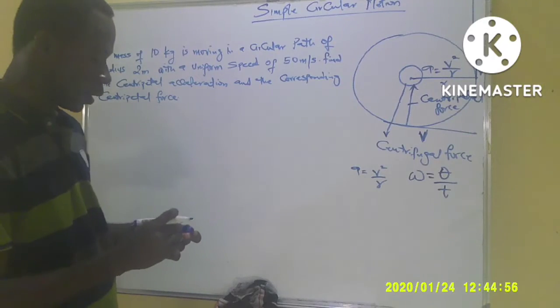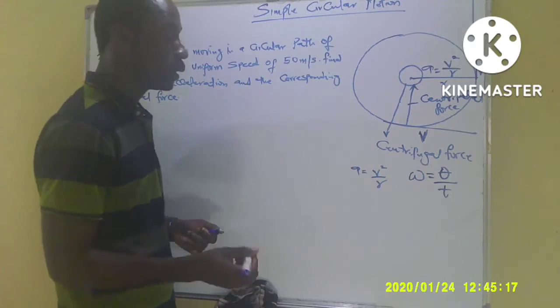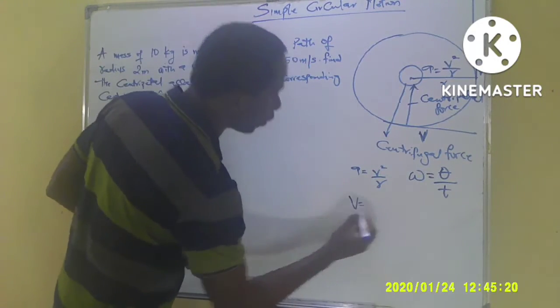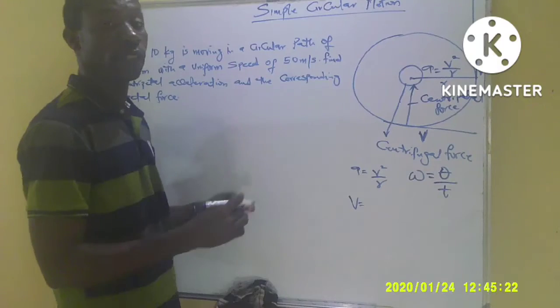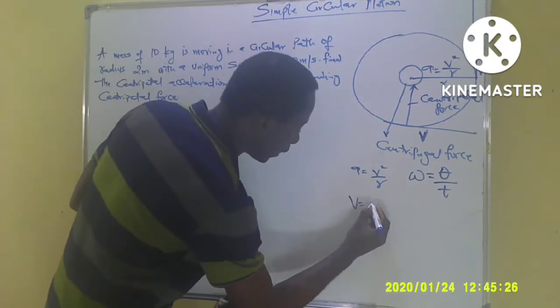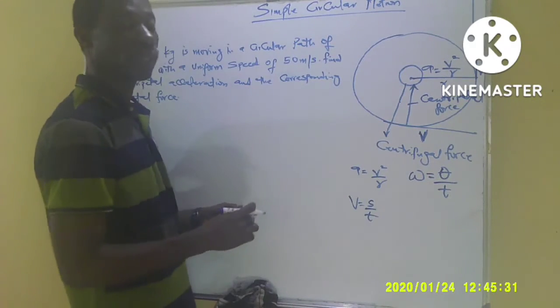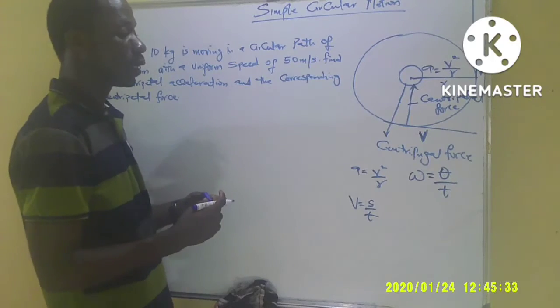Now there is also linear velocity. Linear velocity, or velocity, is the rate of change of displacement or distance over time in a specific direction. So we can say linear velocity in this circular motion is s over t, where s is the distance and t is the time.